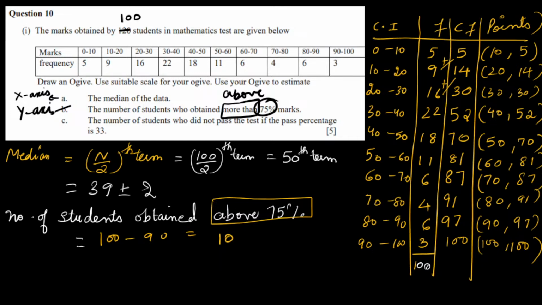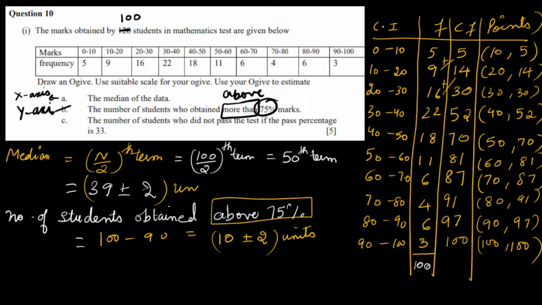Yes, 10 students are there. Now what do we have to find next? You got 11. Here also plus minus. See, the graph scale is 1 unit in both, so plus minus 2 here also is acceptable. Plus minus 2 units.